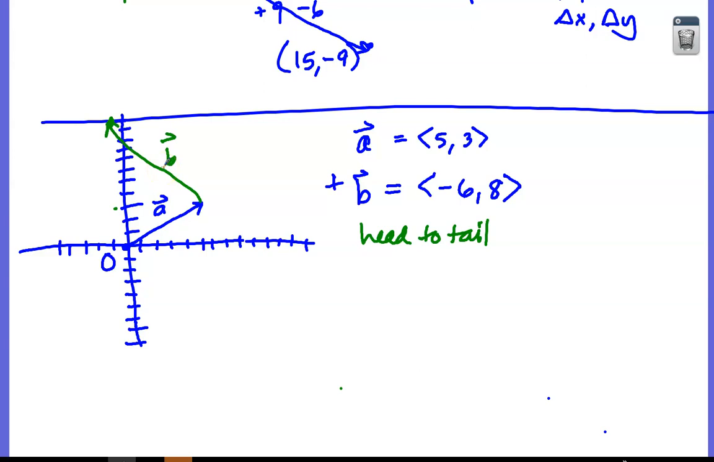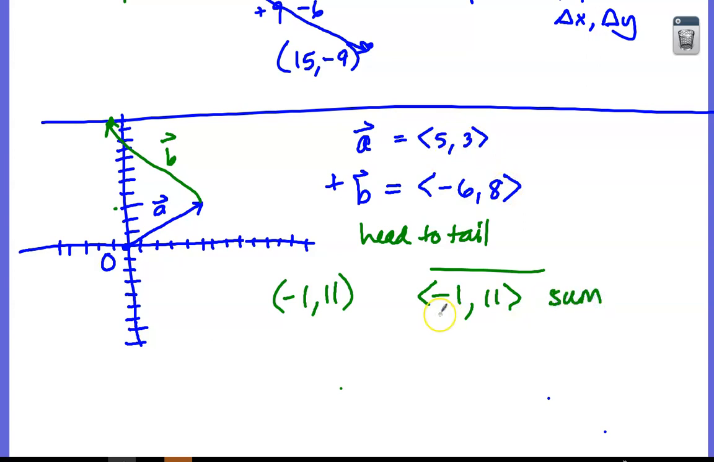Okay, so where does this get us? If we had an actual grid and we could count, we would see that this lands at negative 1, 11. Now, let's see how that relates to the math. All we need to do is total how much we went in the x direction. We went 5 positive, but then you backtracked 6, so it should make sense that your resultant x direction was only a change of negative 1. You went 3 up and then another 8 up, so they worked together to give you 11. We can literally just add the x components and add the y components. So my result is here. This is your resultant vector.